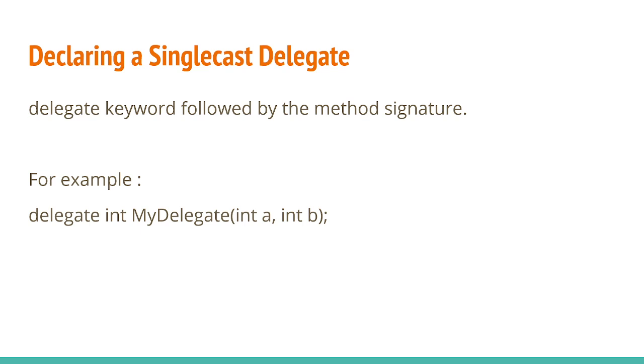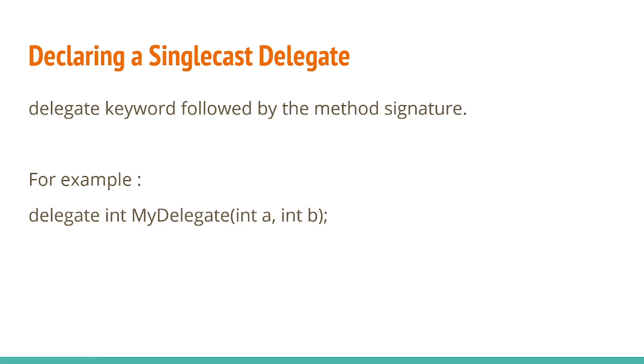To declare a single cast delegate, we can use the delegate keyword followed by the method signature. For example, we can declare a delegate called myDelegate that can refer to a method which takes two integer parameters and returns an integer. So we can declare something like this: delegate int myDelegate(int a, int b). So this is how we can declare a delegate.